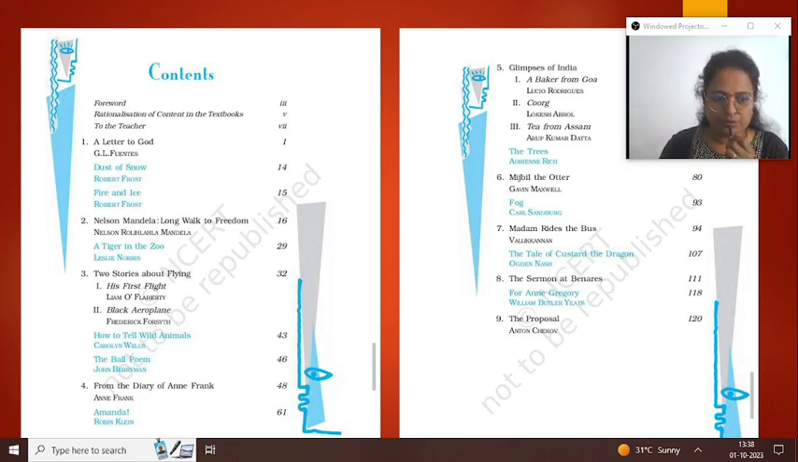Then unit 2. In this way, all the units have one text, one poem, or there is a third unit which has 2 prose and 2 poetries. And unit 5, Glimpses of India, has 3 chapters, 3 prose and 1 poetry. Proposal is the one which is a drama, which will be there in the course book.